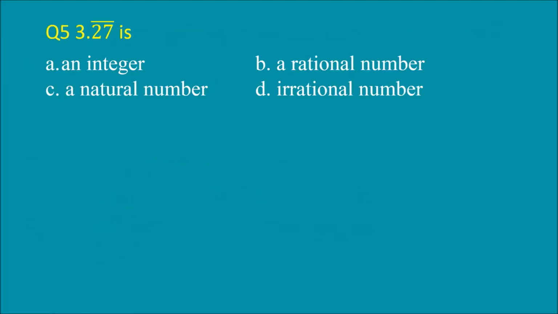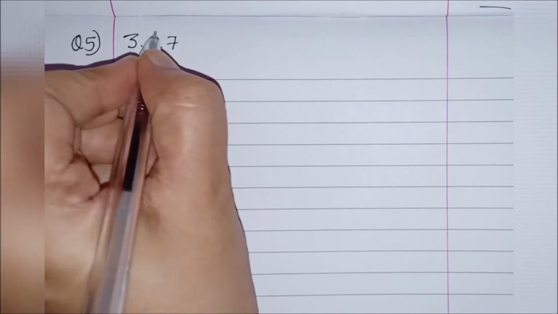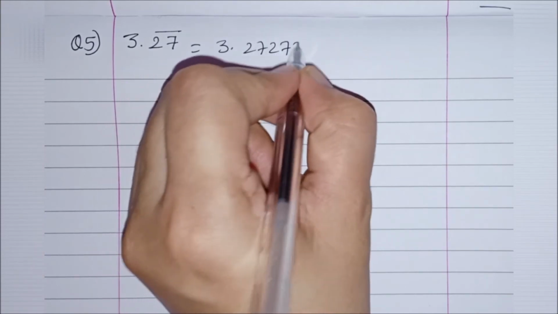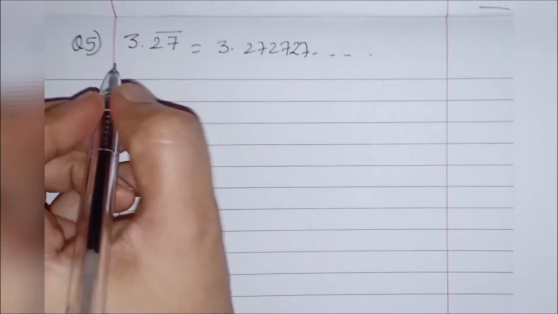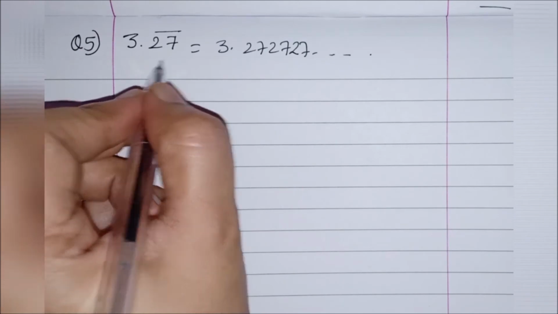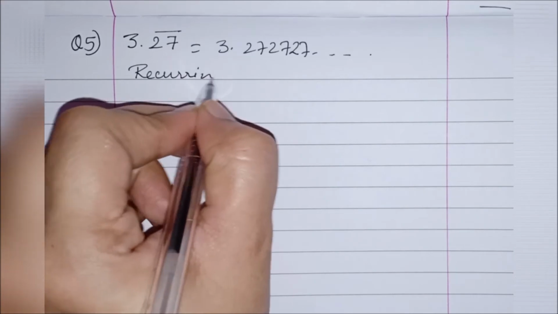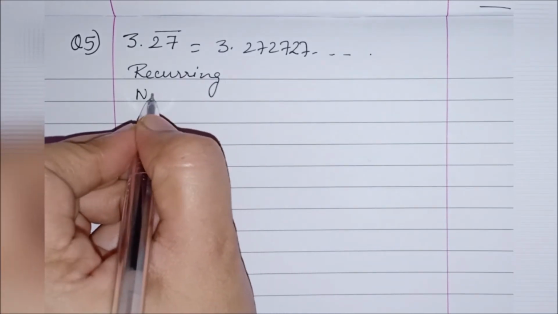Question number 5. 3 point recurring 27 is an integer, a rational number, a natural number or an irrational number. So the correct answer is B, a rational number. Let's see the solution. The number given to us is 3 point recurring 27, which we can write as 3.2727 and so on. Now what type of number is this? This is a non-terminating and recurring decimal number.